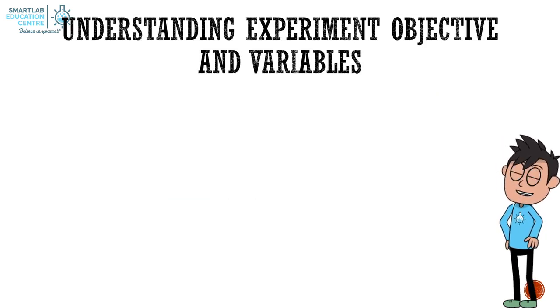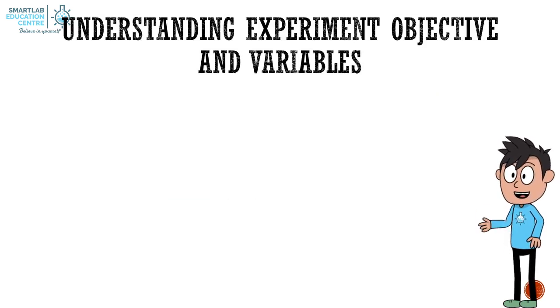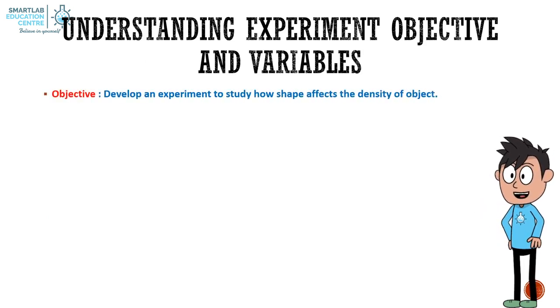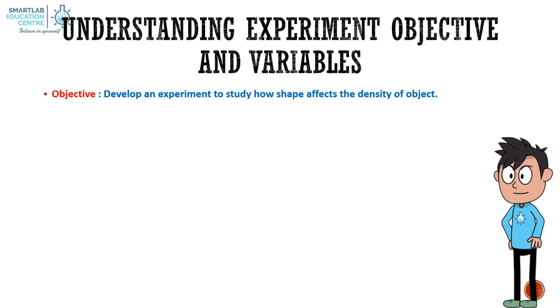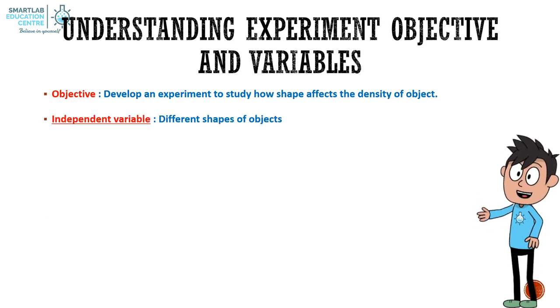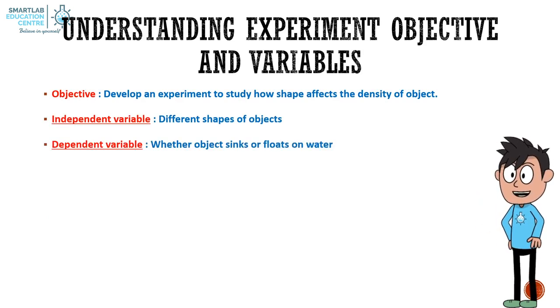Let us give another example of an experiment and conduct this experiment. The objective is to develop an experiment to study how shape affects the density of an object. Independent variable: different shapes of objects. Dependent variable: whether objects sink or float in water.